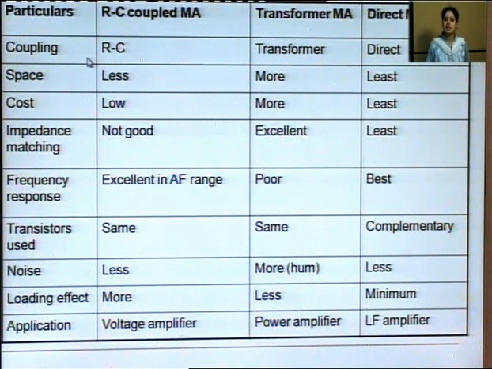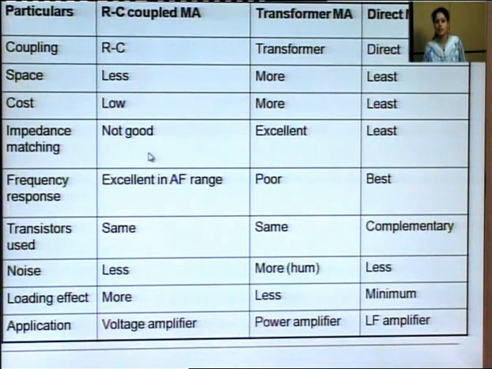Second particular is space. For RC coupled amplifier, the space occupied is less as the components used are simply resistances and capacitances. For transformer coupled, as transformer is employed, it makes the circuit bulky, so more space is required. In direct multistage amplifier, least space is required as no components are used. The cost for RC coupled amplifier is low, for transformer coupled it is more, and for direct coupled it is least.